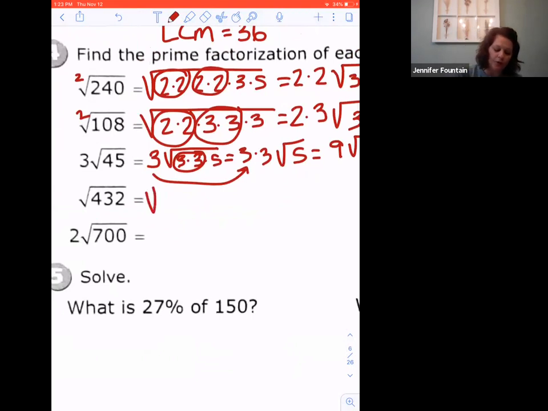The square root of 432, big number. So if I'm looking at 432 divided by 2, half of 400 is going to be 200. Half of 32 is 16. So half of 432 is 216. Then half of 216: half of 200 is 100, and half of 16 is 8, so 108. And then half of 108 is going to be 54. We've already broken down 108, so now I'm down to 2 times 2 times 3 times 3 times 3.